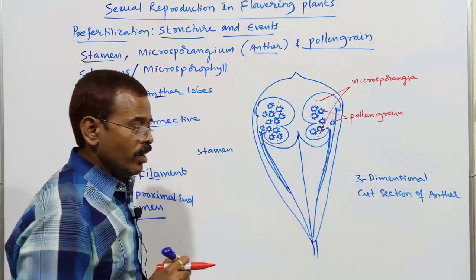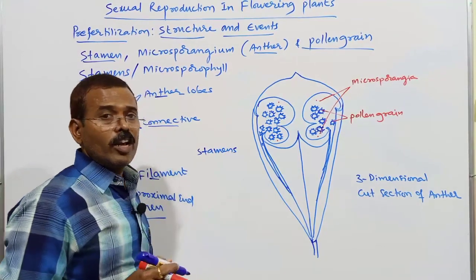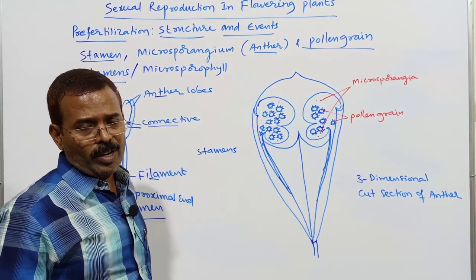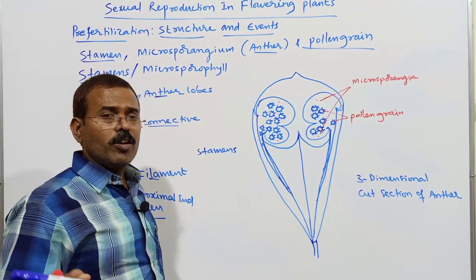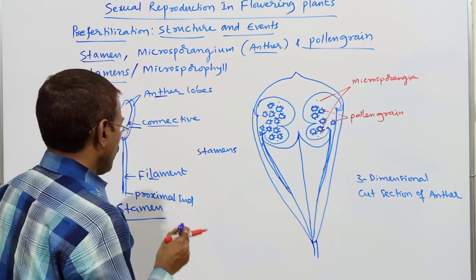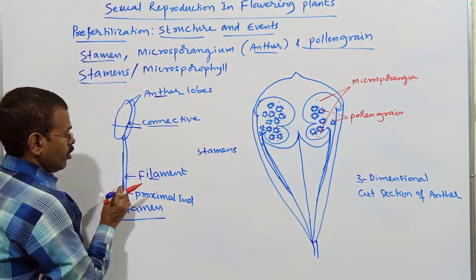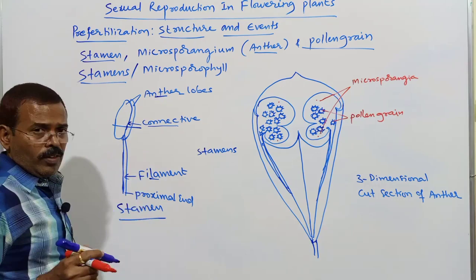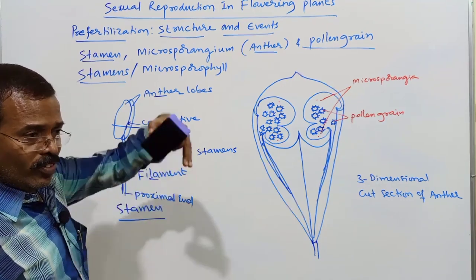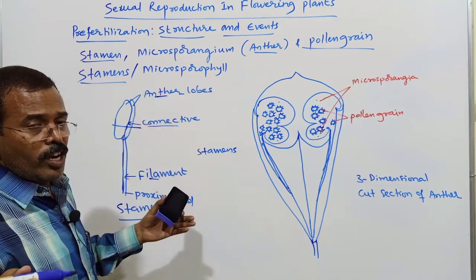Number of the stamens is variable in a flower. Usually we may have 5, sometimes 10 or more than that. Then the position of the filament which is attached to the anther, that also can be variable.